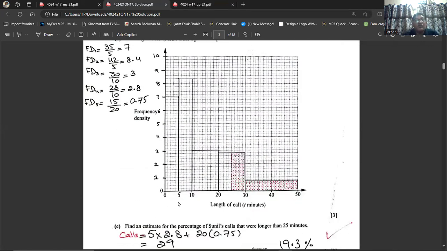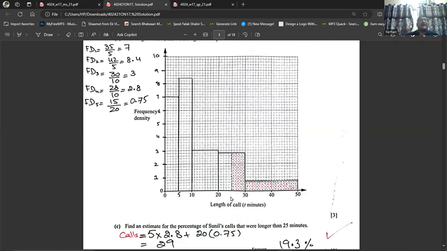So for the first class, which is from 0 to 5, the frequency density is 7. So I will make this histogram bar. For the second class, which is from 5 to 10, the frequency density is 8.4. So I will draw this bar. For the third class, which is from 10 to 20, the frequency density is 3. So I will draw this third bar. For the next class, from 20 to 30, its frequency density is 2.8. So you can see I have drawn this.